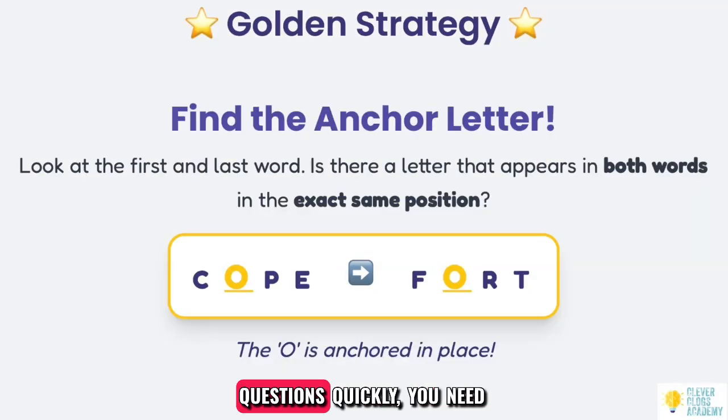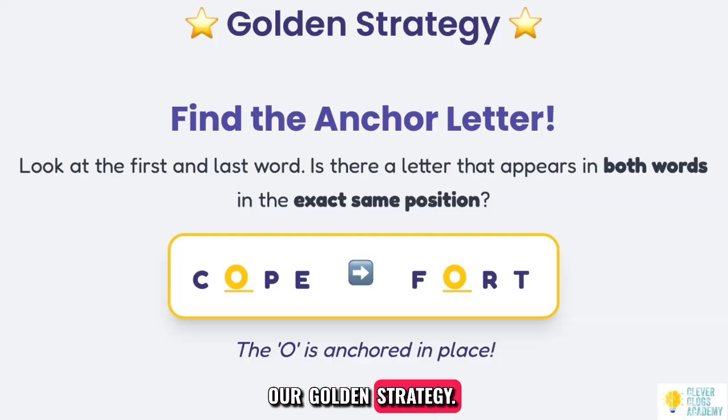To solve these questions quickly, you need our golden strategy. Before you change anything, look closely at the first and last words. Is there a letter that appears in both words in the exact same position? We call this your anchor letter. It tells you exactly which letter you do not need to change.